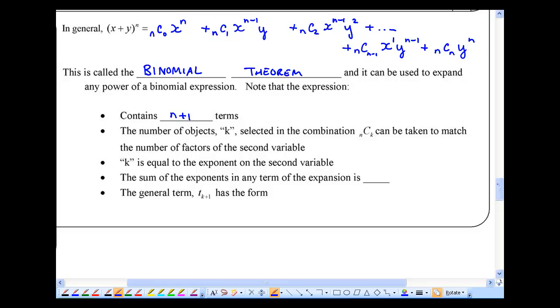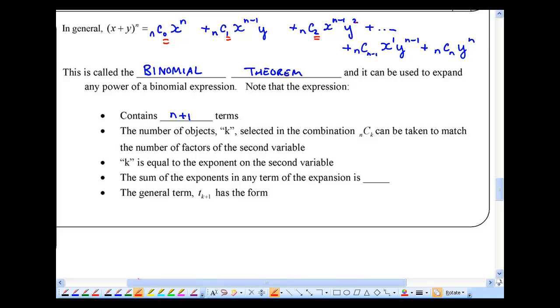The number of objects, which I call k, selected in the combination of n choose k, can be taken to match the number of factors of the second variable. Right? See this 0? That matches the 0 power. The 1 matches the power of y. The 2 matches the power of 2, and so on. k is equal to the exponent on the second variable, right? Same idea, same thing as before, pretty much.